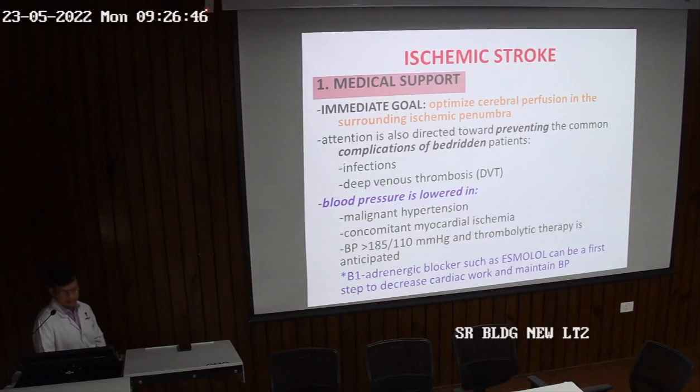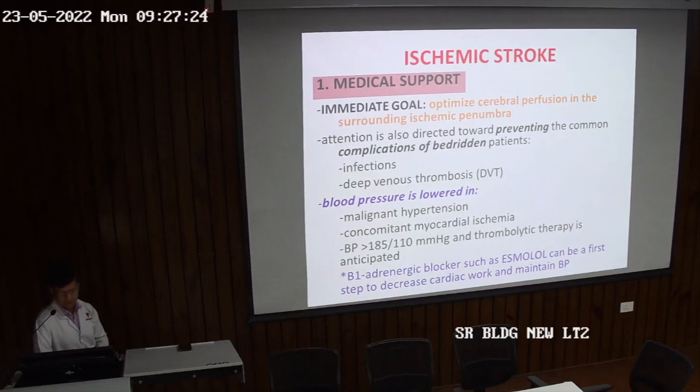Our immediate goal is to optimize the cerebral perfusion in the surrounding ischemic penumbra. Whenever an ischemic stroke occurs, a certain part of the brain is infarcted. Infarction means irreversible damage to the brain. But surrounding the infarction, there is a part of the brain known as the penumbra, and this penumbra is the ischemic part. It is the part of the brain which can be saved if we start the treatment on time. We can save the penumbra from converting from ischemia to infarction.